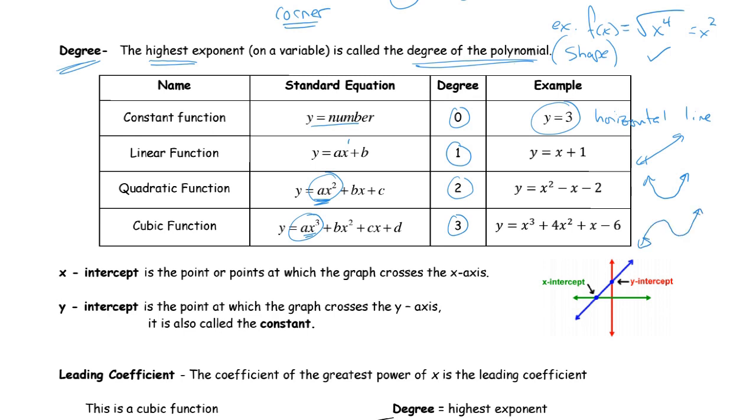So it's an interesting little development here. We go from a horizontal line to a line at an angle, and then it curves, and then we see a couple of curves there. Now, just some old ideas you've seen before, the x-intercept. That's the point or points where the graph touches or crosses the x-axis, and the y-intercept is the point where it crosses the y-axis. And for most of what we do here, that is going to be the constant in the polynomial.